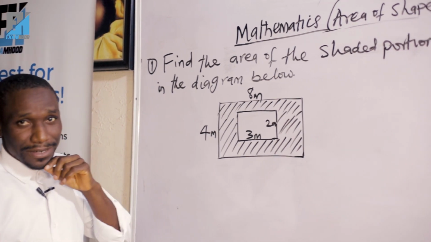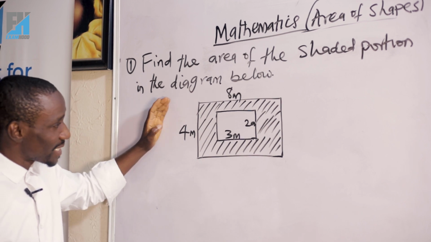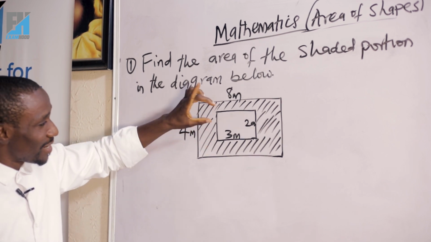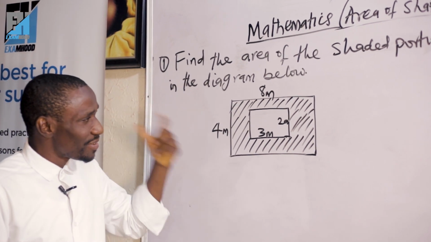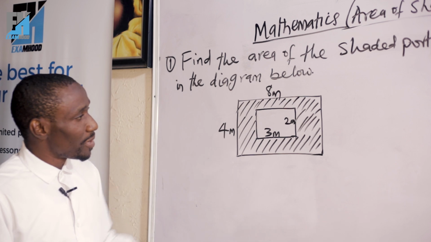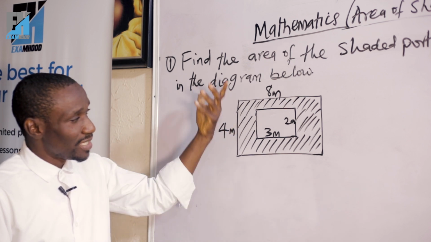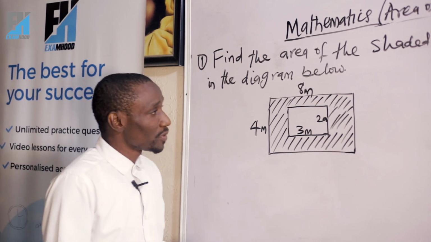So if you look at this diagram, you discover that there's a shaded portion or part of that diagram, and there's this other part inside that is not shaded. So we have to find the area of this shaded portion. So how do you go about it? Remember, the other one we did was very straightforward. So how do we go about this particular question?